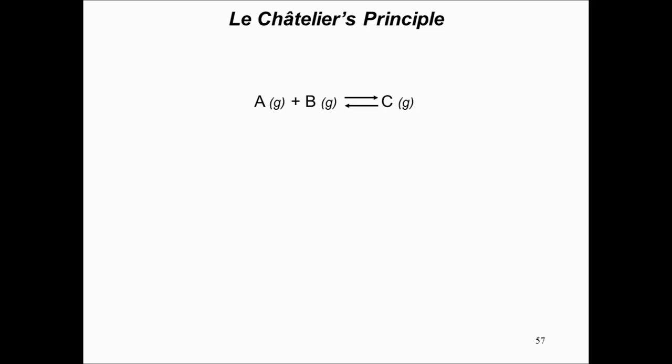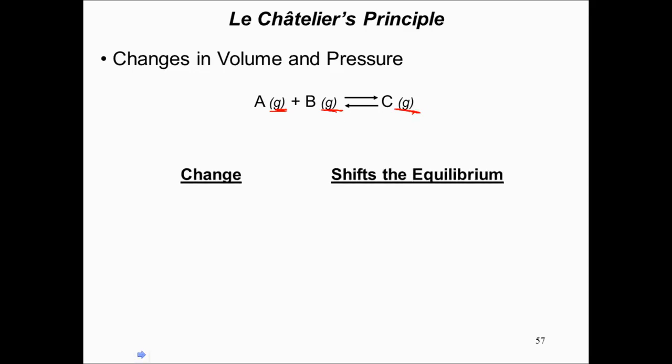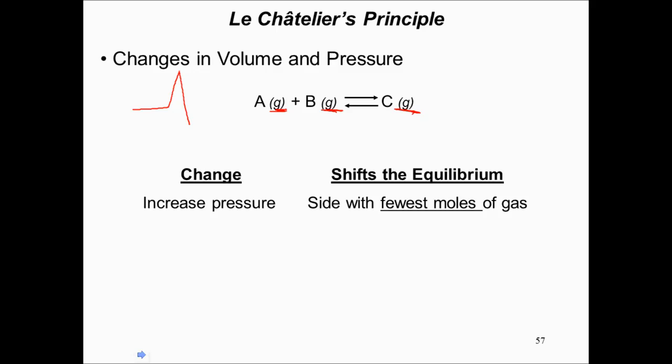On slide 57, continuing with Le Chatelier's principle, what if we change volume and pressure? Well, let's look at our compounds and make sure that we have gases. Then volume and pressure will have an effect. So what if we increase the pressure? If you increase the pressure, the system is going to try to decrease the pressure. So what happens then? Back to our concept about moles, the side with the fewest moles of gas will be favored.